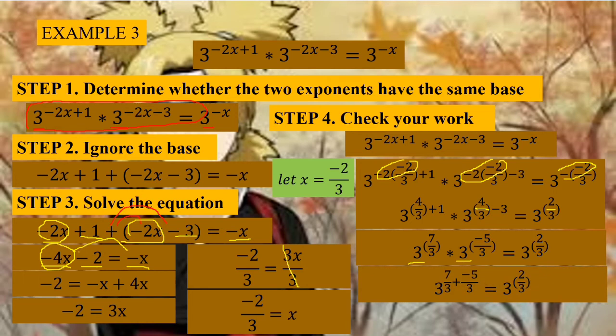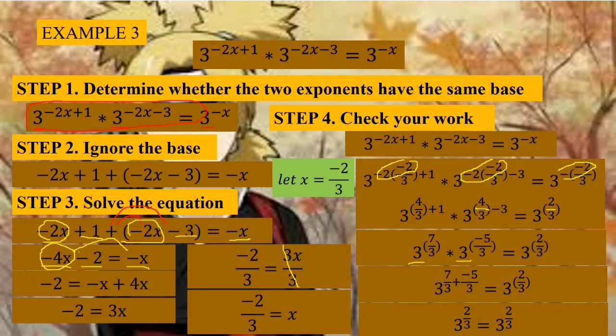So, magiging 3 raised to the power of 7 over 3 plus negative 5 over 3 is equal to 3 raised to the power of 2/3. Gumamit tayo ng addition kasi i-combine natin yung exponent nila. Then, 3 raised to 2/3 is equal to 3 raised to 2/3. So, na-check natin na tama yung sagot natin that x is equal to negative 2/3.